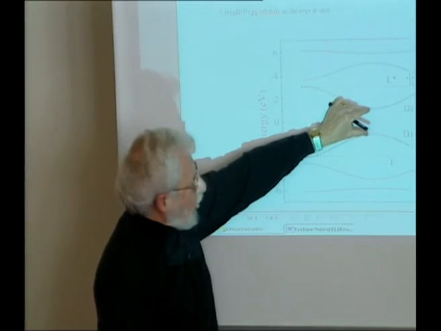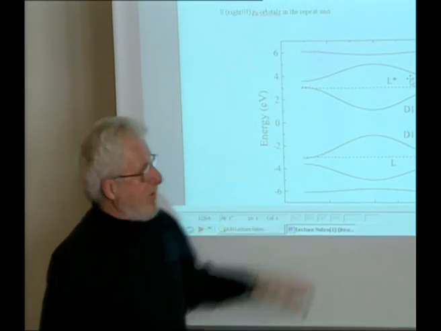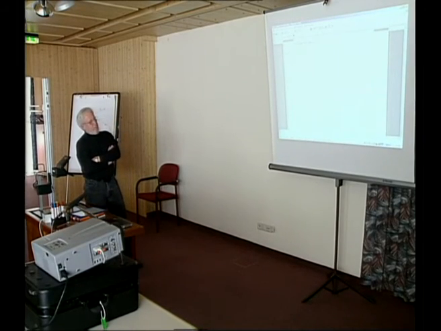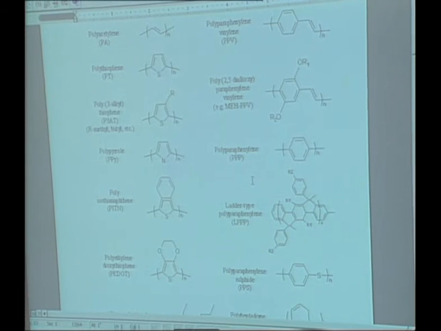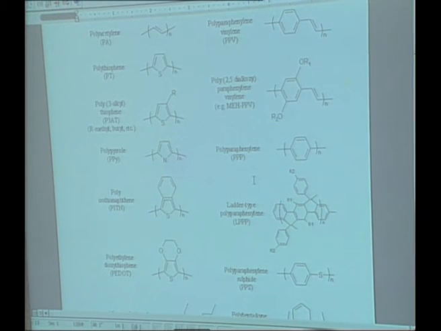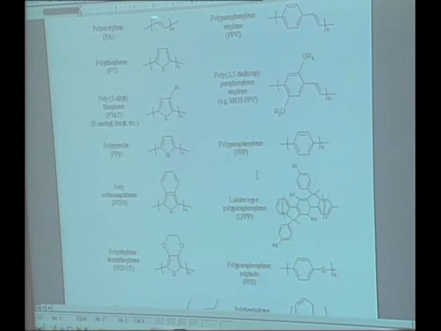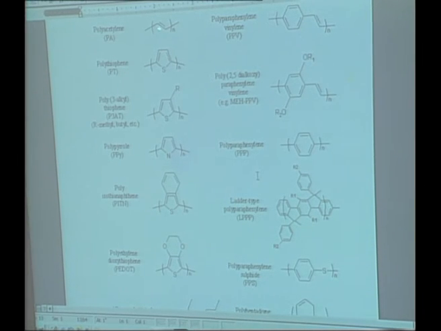This is the lowest energy gap. That determines the lowest energy optical absorption and, as you know, the photoluminescence, etc. This is an incomplete list, but let's just look at it for a moment. Here's polyacetylene, bond alternated structure.